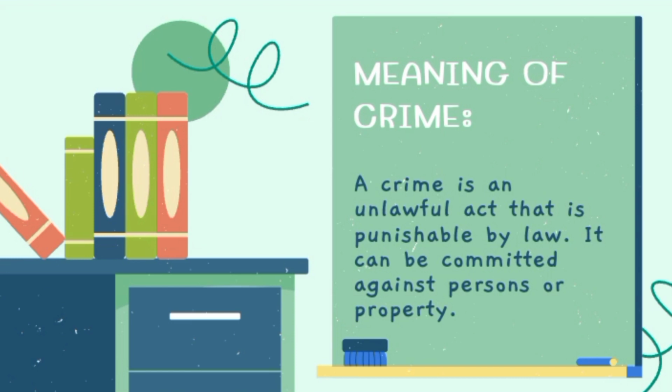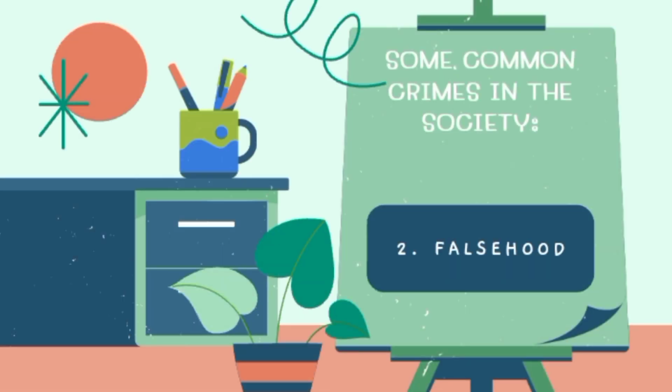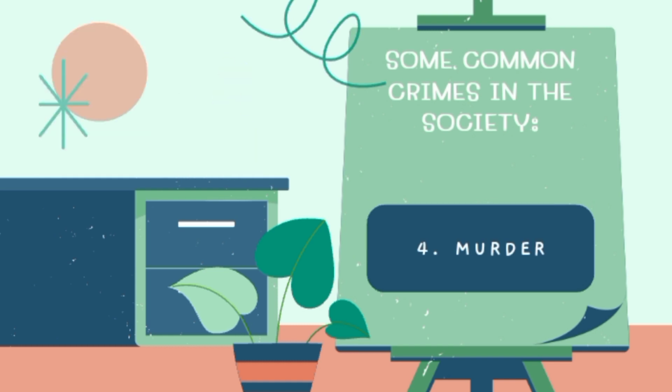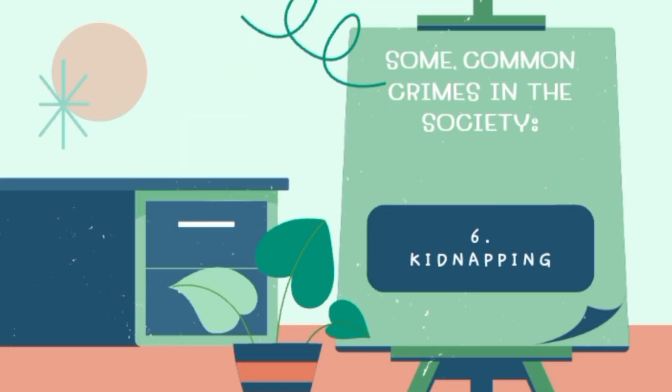Okay? The different types of crime that are common in our day-to-day life, we have theft, which is also known as stealing. Then we have falsehood, the act of telling lies. We have rape, okay? Then we also have murder, okay? We have cultism. Cultism, we find this mostly in tertiary institutions. Then we have kidnapping.